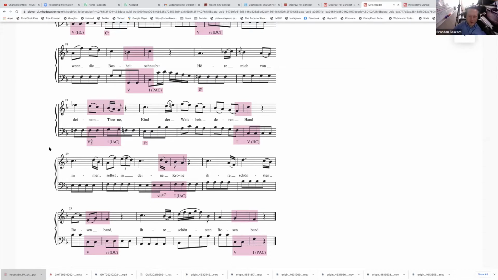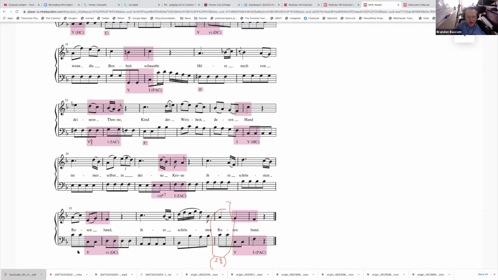Didn't even mark the one cadence. What's this? Oh, cadential. Of course, we have to put the brackets around it because it's not real. So we have a cadential at the end.